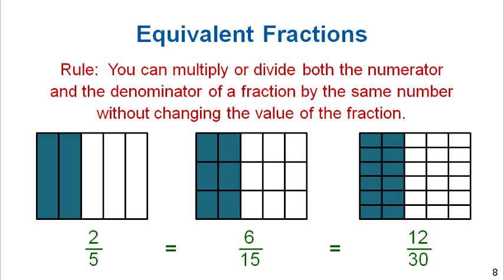You should also note that you can divide both the top and bottom of 12/30 by 2 to get 6/15, and then you can divide both the numerator and denominator of 6/15 by 3 to get 2/5. And finally, you can divide both the numerator and denominator of the fraction 12/30 by 6 to get 2/5.